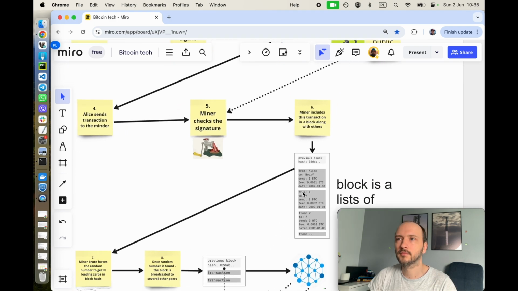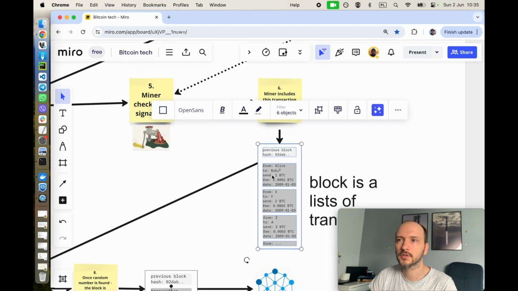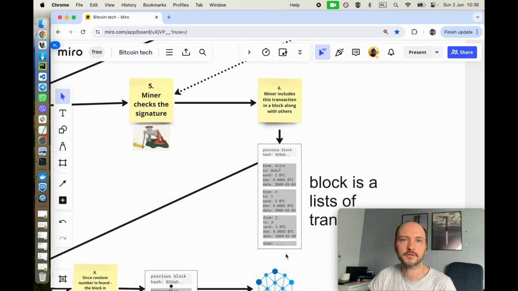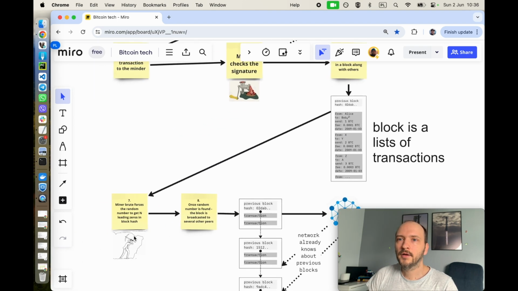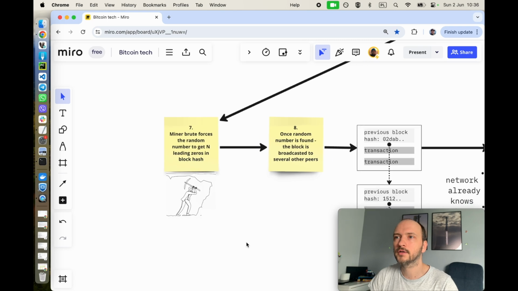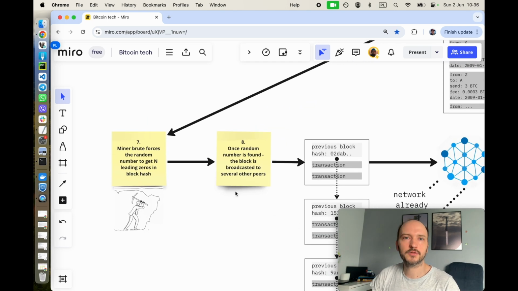And yeah, that's the block. It's just a list of transactions with some additional information. Here is the transaction that was added, here are the transactions from other people, and a big list of transactions here. And the miner just brute forces a random number with proof of work to get the number of leading zeros that is required at the moment by the algorithm. So he does this work trying to find the random number and get the corresponding hash. And once it's found, the block is broadcast to several other peers.